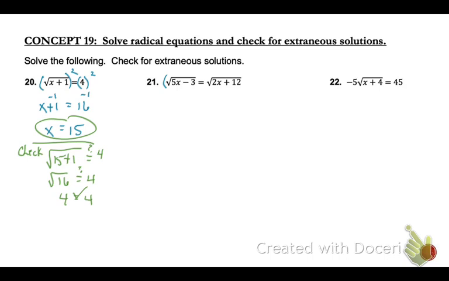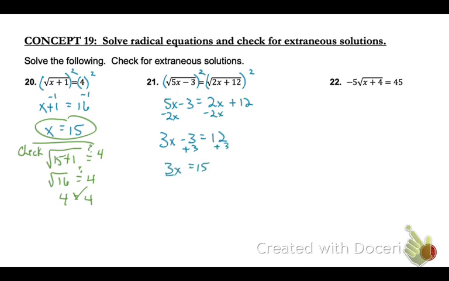When we do a check step, we take the positive square root, and so that gives us positive 4 equals positive 4. Now on 21, notice we have one square root equaling another, so we are ready just to raise each of those to the 2nd power. So we'll get 5x minus 3 equals 2x plus 12. Get your x's on one side by subtracting the 2x over, and then numbers on the other by adding 3. Then just divide both sides by 3 to get a potential answer for x.